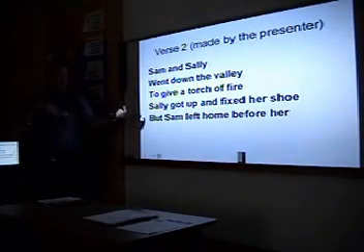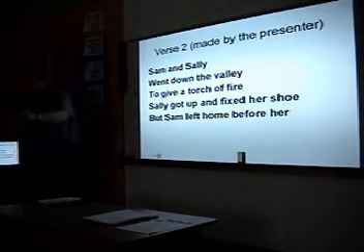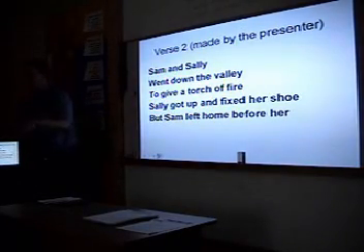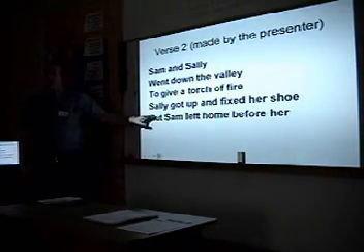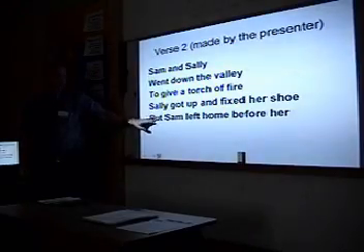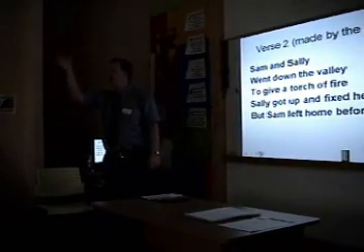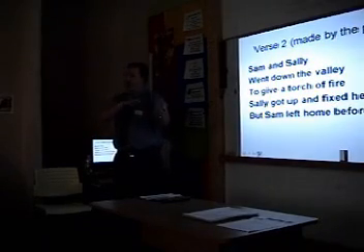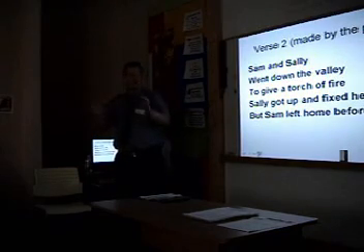Instead of Jack fell down, we have Sally got up and fixed her shoe. So we had Jack broke his crown, Sally got up, fixed her shoe, and in the other one, Jill comes tumbling after. But here, Sam left home before her. So everything's opposite, but it's tied in with the music that they had before. So they're learning the opposite words here.